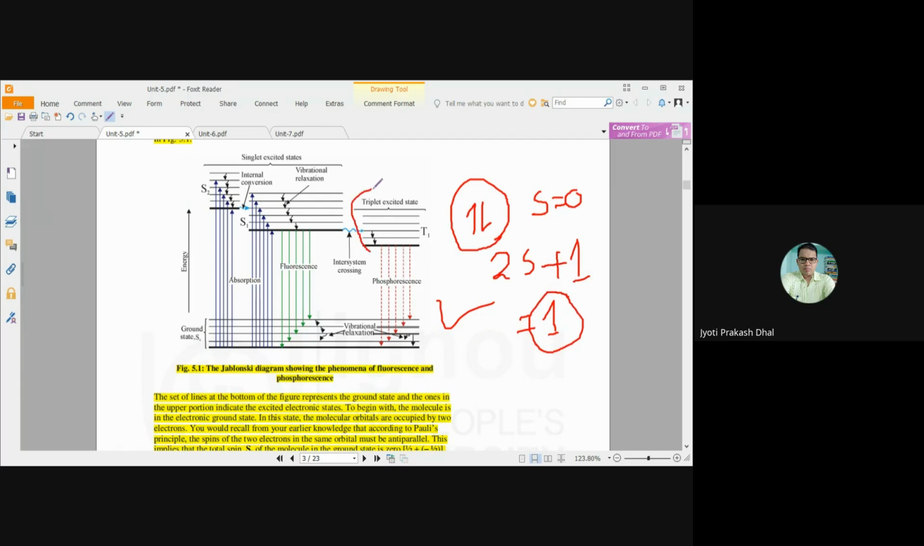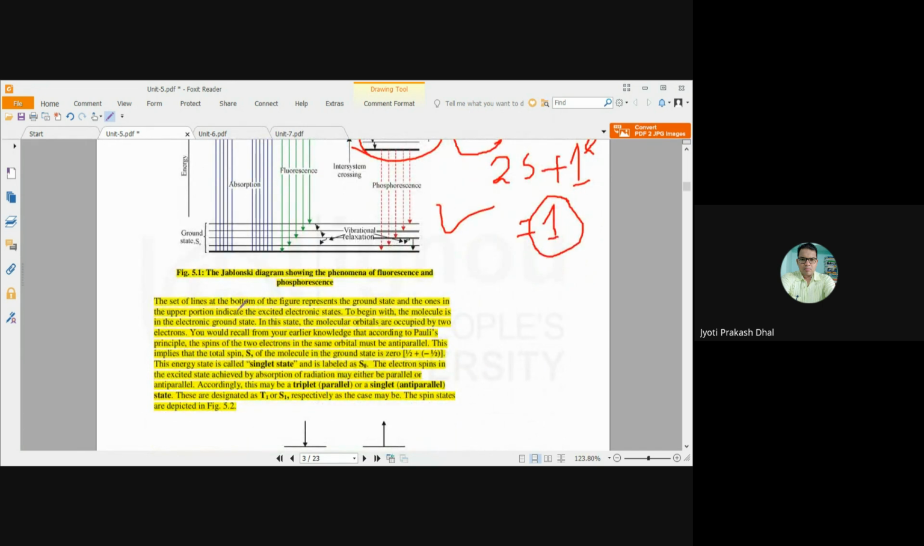And here this is a triplet excited state. In the triplet excited state, the two electrons are in parallel spin, and hence the total spin will become plus half plus half, so that will become 1. And if you calculate the multiplicity, that will be 2 into 1 plus 1, that will become 3. That's why it's called triplet excited state.